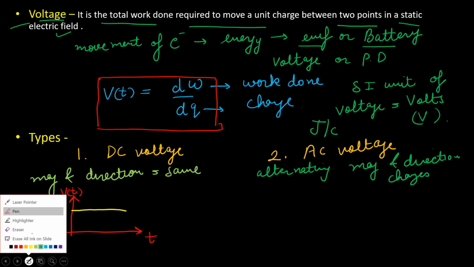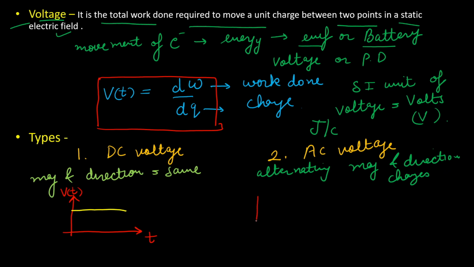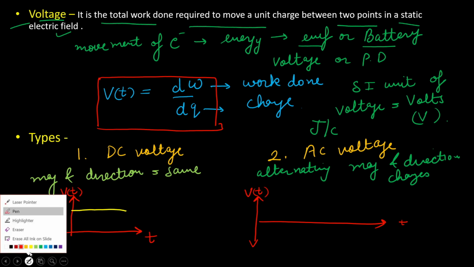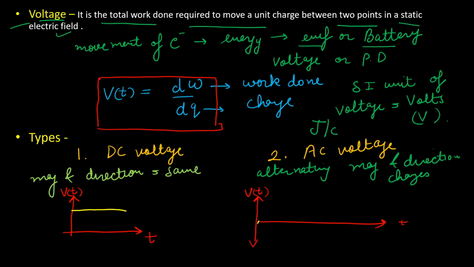If you want to draw its waveform, for example, this is V of t here and this is your time. As you can see, the voltage keeps on changing with respect to time. It does not remain constant, its magnitude as well as direction keeps on changing.